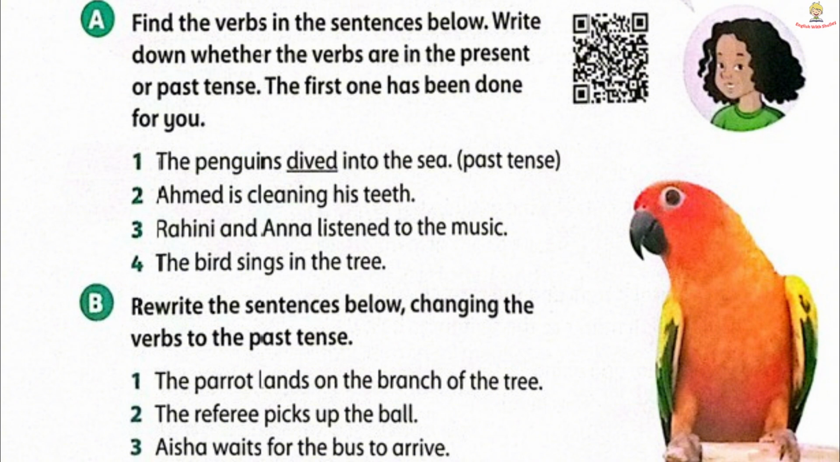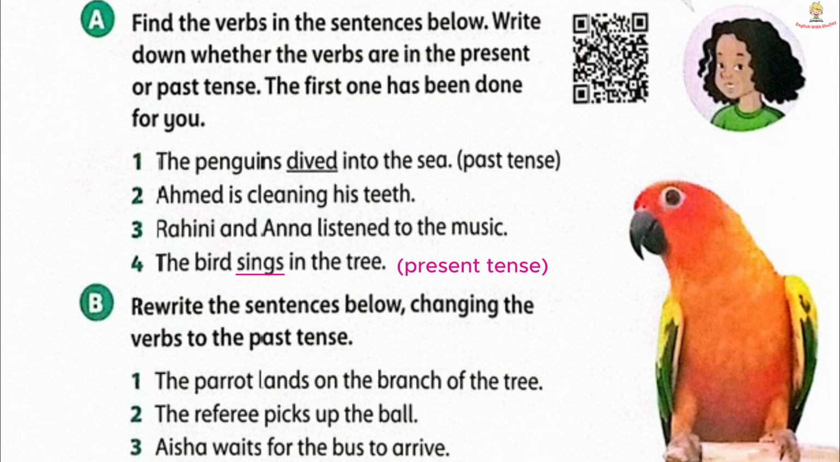First one is the penguin dived into the sea. So the verb is dived and this is a past tense because with a verb there is the addition of ed. Next sentence is Ahmed is cleaning his teeth. So here the verb is cleaning, so this is a present tense. Next one is Rahni and Anna listen to the music. So the verb is listened and this is a past tense. Last one is the bird sings in the tree. So the verb is sings and this is a present tense.